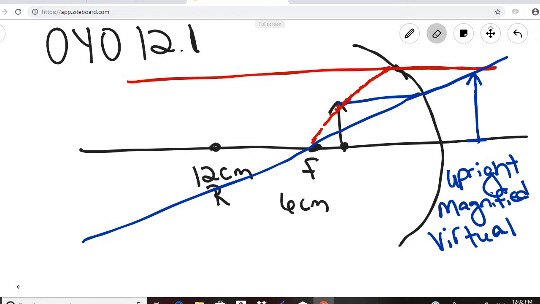Let's go ahead and do On Your Own 12.2. That one says that an object is placed 7.5 centimeters away from a concave spherical mirror that has a 12 centimeter radius of curvature. Draw a ray tracing diagram to illustrate how the image will appear. Is it real or virtual? Is it upright or inverted? And is it magnified or reduced?